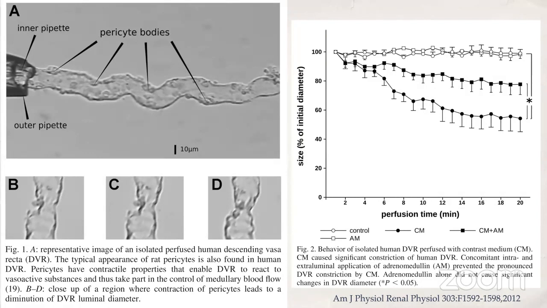The other thing that they looked at in the study was the response of these vessels in regards to vasoconstriction. So this is an isolated human vasorecta on panel A and B, C, and D. It shows you the vasoconstriction that you can see in response to different vasoactive substances. On the right panel, if you look at the open circles, you see that the size of the diameter stays constant through the study. But the solid circles, you see after exposure to contrast, there's a decrease in luminal diameter by about 40 to 50%.